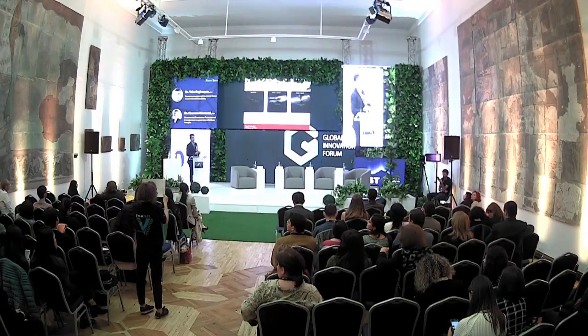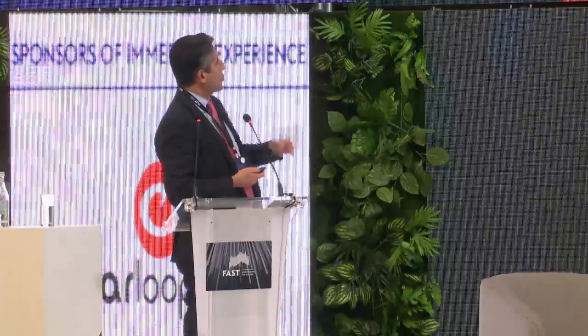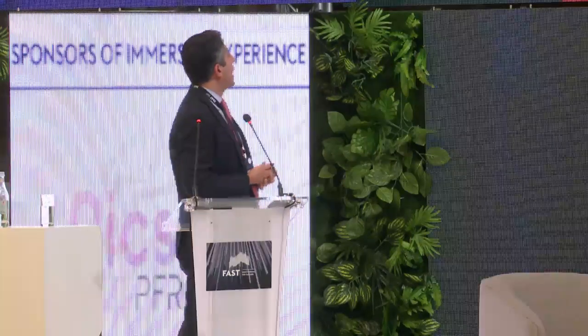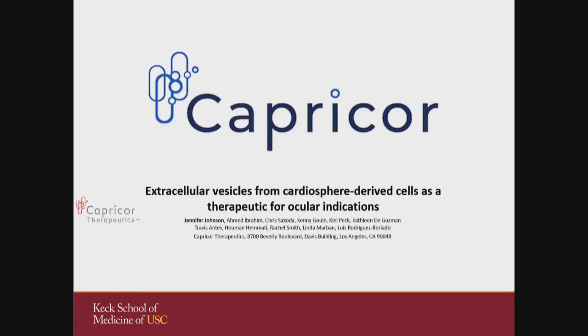This is a picture of a VEGF-mediated fibrosis model in the retina of a rabbit. You see the baseline on the left. In the middle, VEGF plus saline, and you see lots of fibrotic masses in black in the center. On the right, treated with our product, those fibrotic masses essentially disappear. This next slide shows that the vision of animals who've gotten a blast injury, like a mechanical injury to the brain with damage to the retina, can actually be improved.